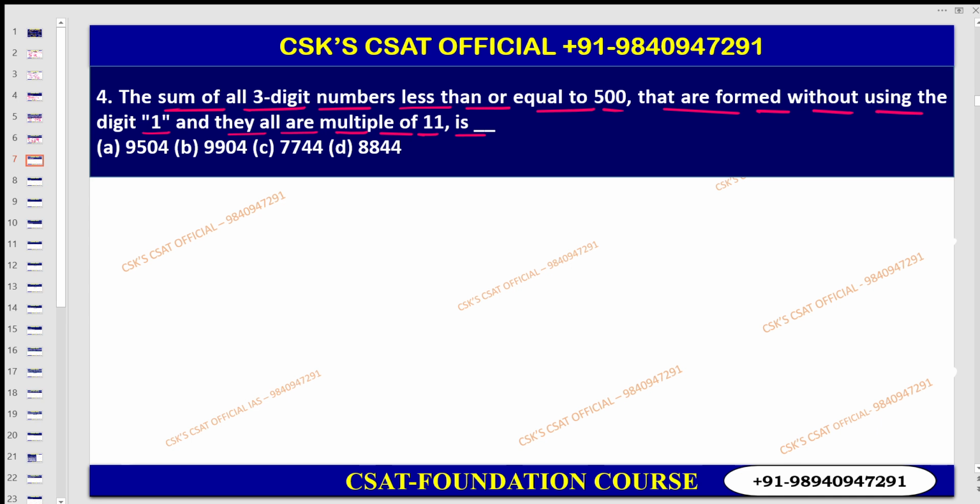Next, the 200 series you can find. 200 is not divisible by 11. 201 also is not divisible. 199 is divisible, right? Sorry. Check your 11 table. If you know the 11 table, then automatically you can solve.